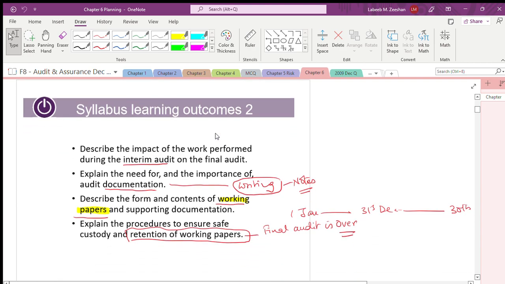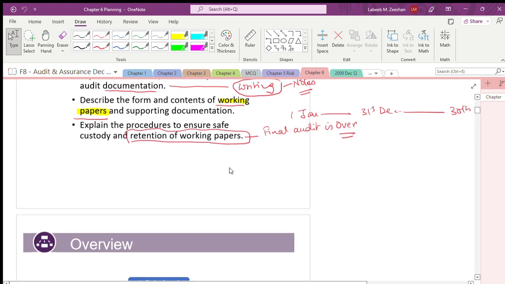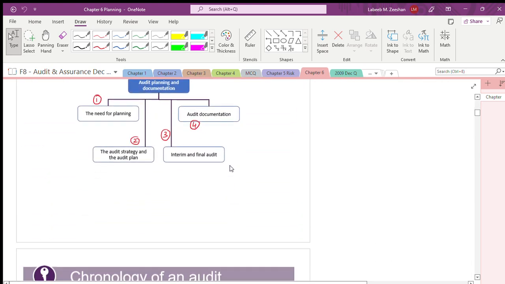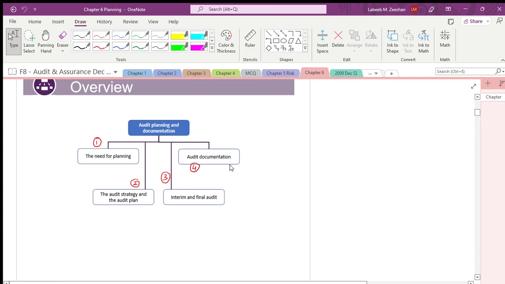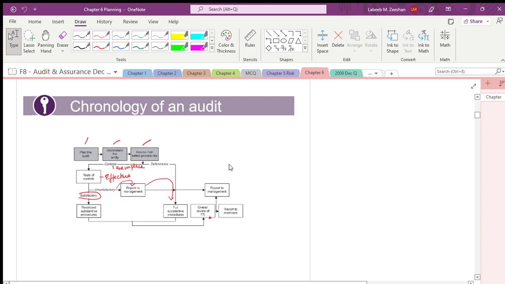Fine. Interim audit is very important. That's what we are saying. And what are the working papers, and what is the procedure of safe custody and retention of working papers? What is the need for planning, documenting the strategy, interim audit, final audit and documentation? See, you also have to work it out. What are the things we are covering in this audit planning?